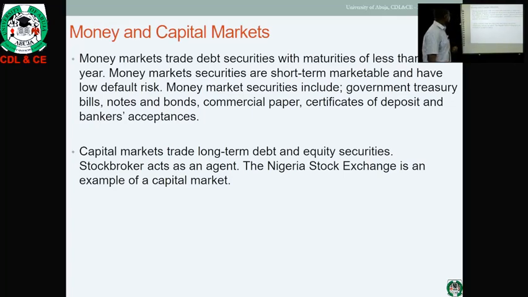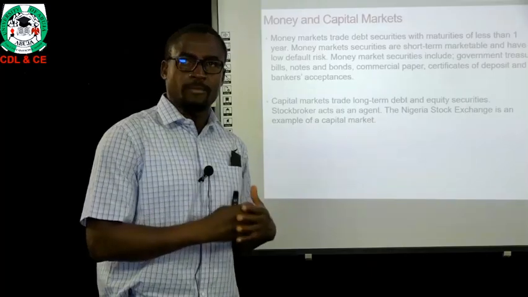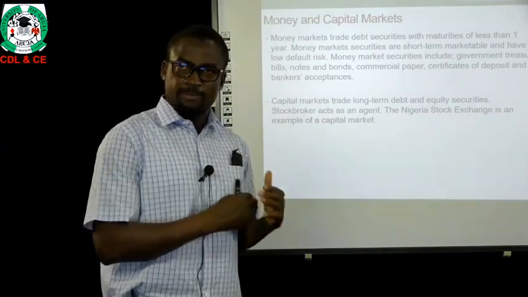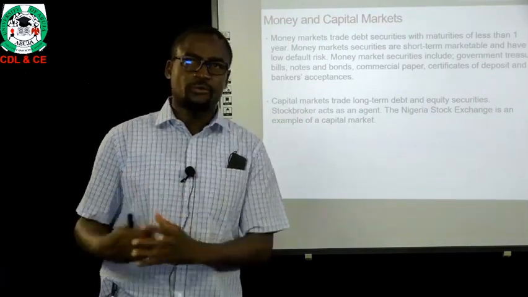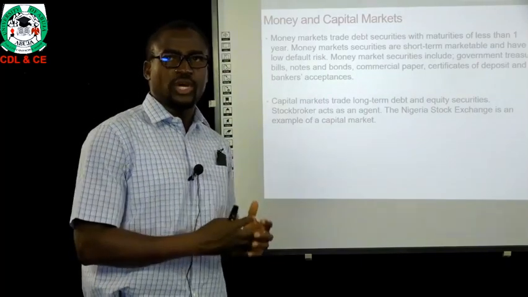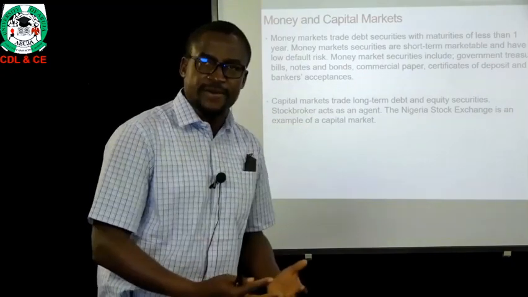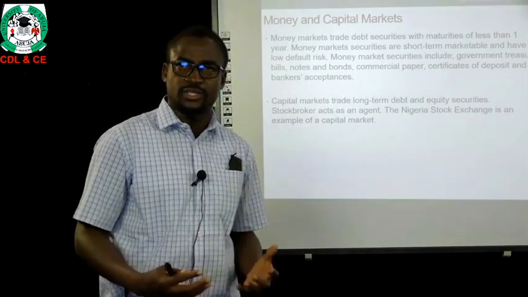A money market trades on debt securities with maturity dates within less than a year, maximum a year. It therefore means that this is a typical short-term obligation. People who have income that they don't have need for, but they expect that within a year they may have need for it, will usually approach the money market and invest their money in money market securities.